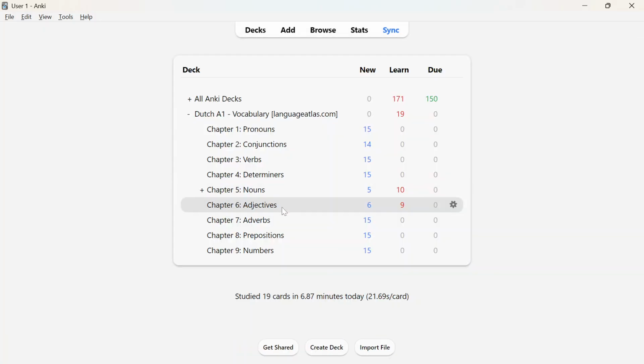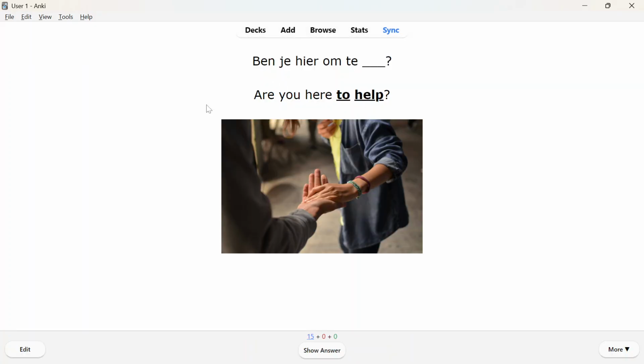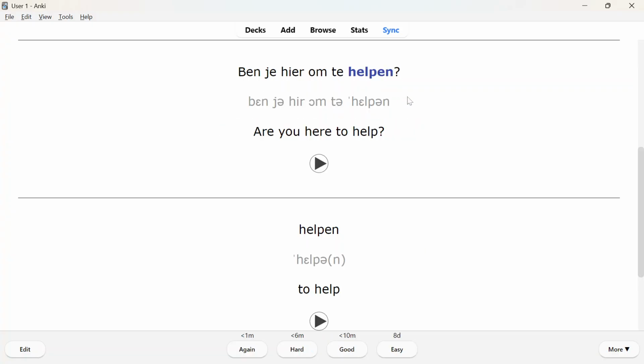That was chapter 6, adjectives. I'd like to go to the final one that I'd like to show you, which is chapter 3, verbs. Click on it, click on study now. And again, same setup. Ben je hier om te, underscore, are you here to help? And a picture. And it's your job to know what to help is in Dutch. Let's have a look. Ben je hier om te helpen?